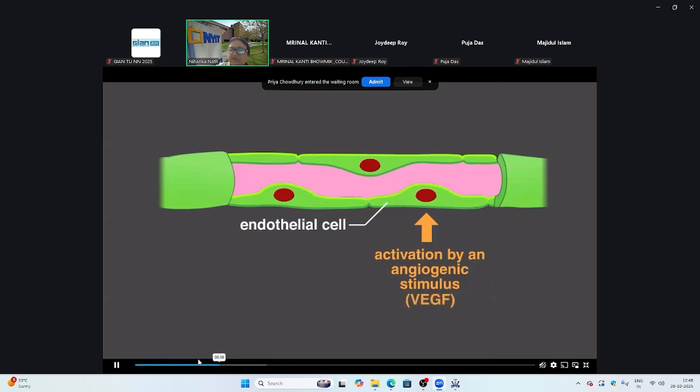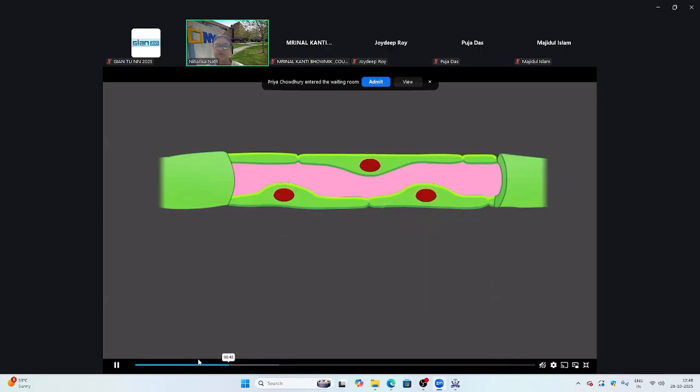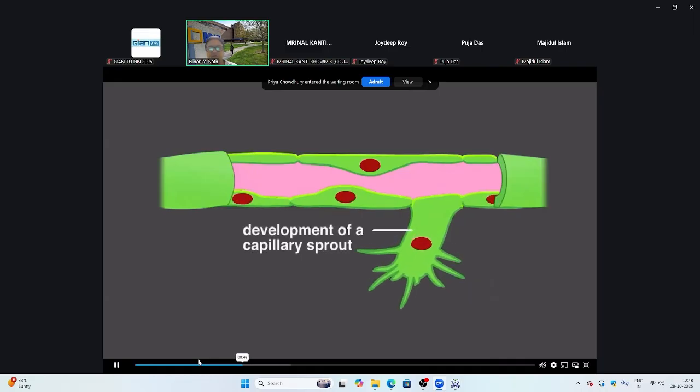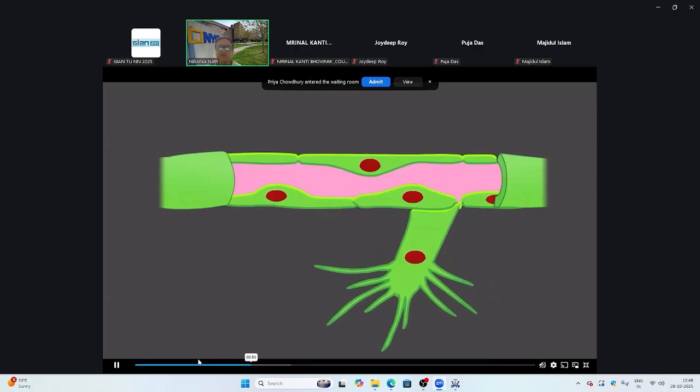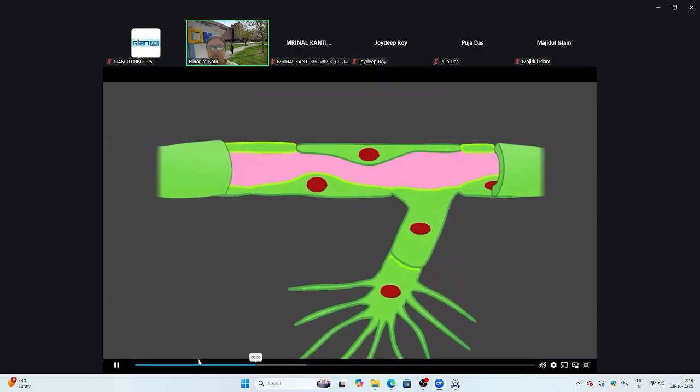And then VEGF comes along. Where does VEGF come along? It comes along from the tumor cell that starts to secrete it. And so one endothelial cell will now start to begin to sprout. So the literal scientific word is sprouting. So sprouting, there you go.